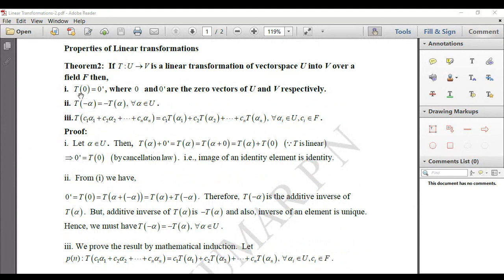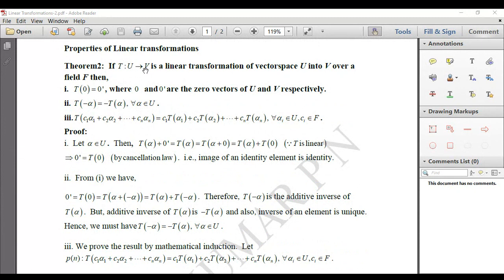First we have to show that the image of 0 is 0 dash. Let me take a vector alpha in U. Then we know that because this is a mapping, every element of the domain should have an image in the codomain, that is V. Since alpha is a vector in U, alpha must have an image in V. Let us assume that image as T of alpha. So T of alpha is a vector in V. And we knew that V is a vector space.